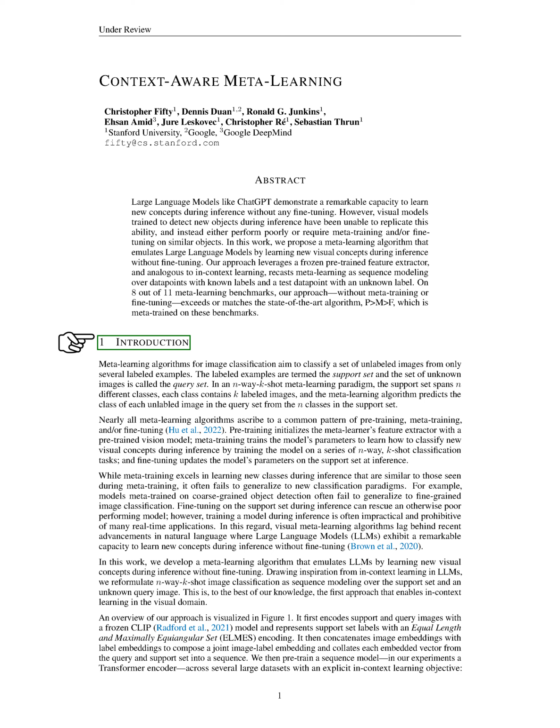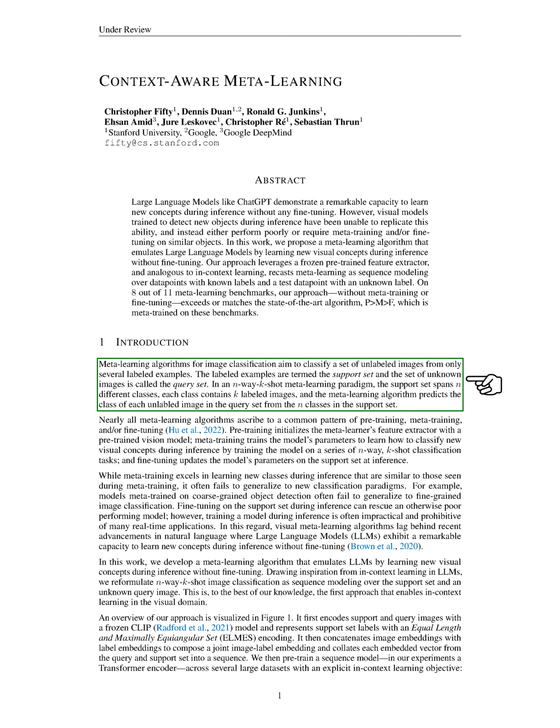Introduction. Let's dive into the world of meta-learning algorithms for image classification. These algorithms are designed to categorize a group of unlabeled images using only a few labeled examples. We refer to these labeled examples as the support set and the unknown images as the query set.